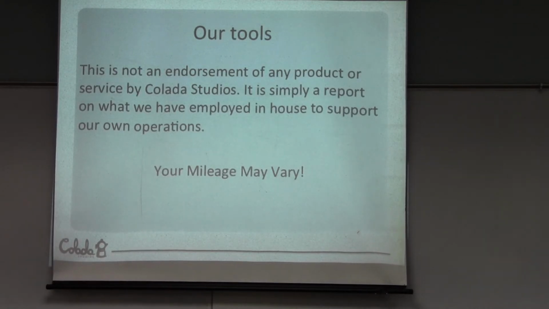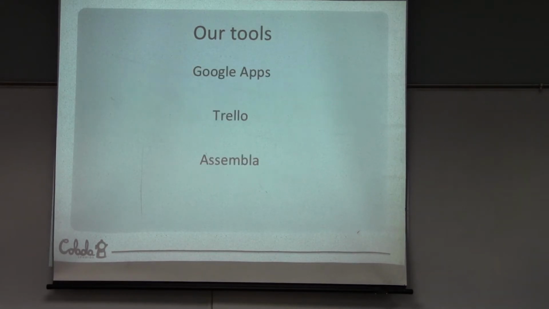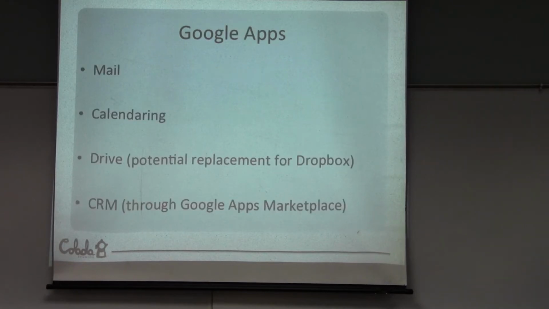So I'll just give you a quick rundown of some of the major tools that we utilize at the company. So we're going to name names, but none of this is, of course, an endorsement. So 3 services and tools that we utilize. Some of these may be familiar to you: Google Apps, Trello, and Assembler. So Google Apps is the obvious one on this list.